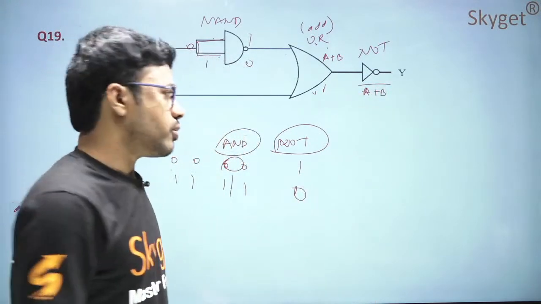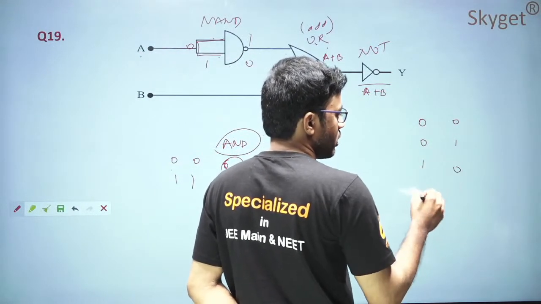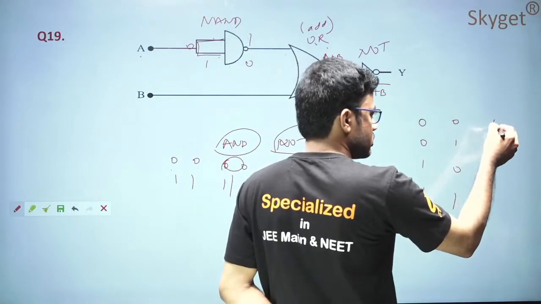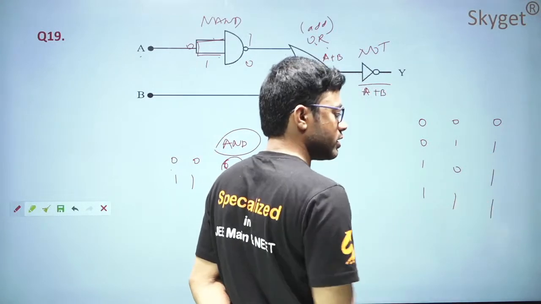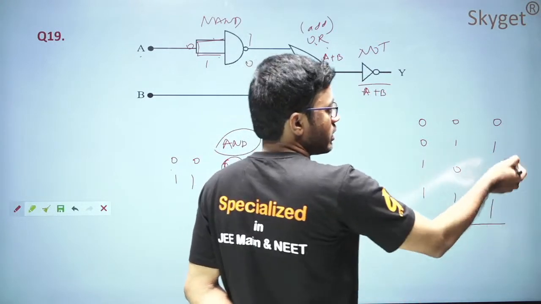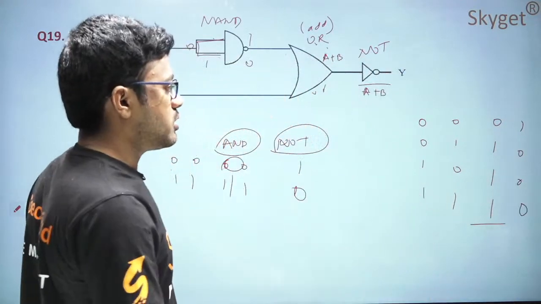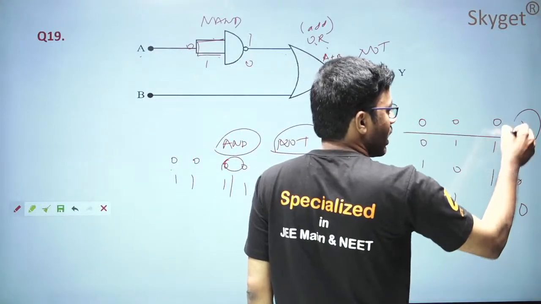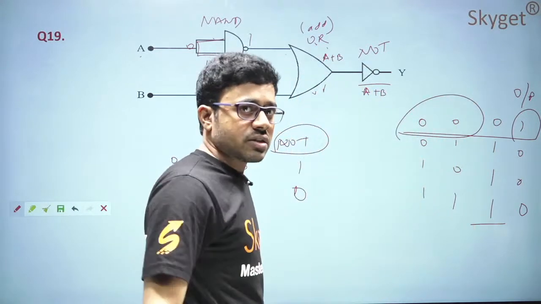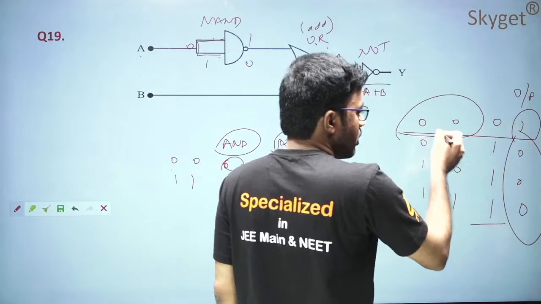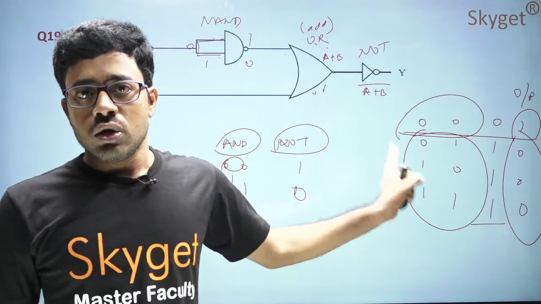So for A plus B whole bar, first let us write the truth table: 0 0, 0 1, 1 0, and 1 1. A plus B: 0 plus 0 is 0, 0 plus 1 is 1, 1 plus 0 is 1, 1 plus 1 is also 1, logic high, and you have to invert this. So 1 0 0 0. So you have the output high only when the two inputs are low; otherwise all the outputs are low, whatever the input values may be.